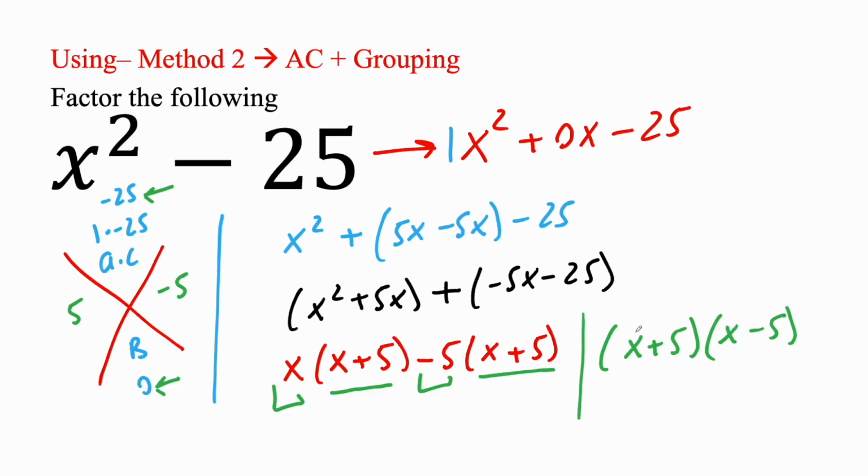But it's always a good idea to check. x times x is x squared. x times negative 5 is negative 5x. 5 times x is positive 5x. And 5 times negative 5 is negative 25. So x squared, it matches. Negative 25, it matches. Likewise, 5x minus 5x is 0x, so it gets eliminated. Also here we have 0x.